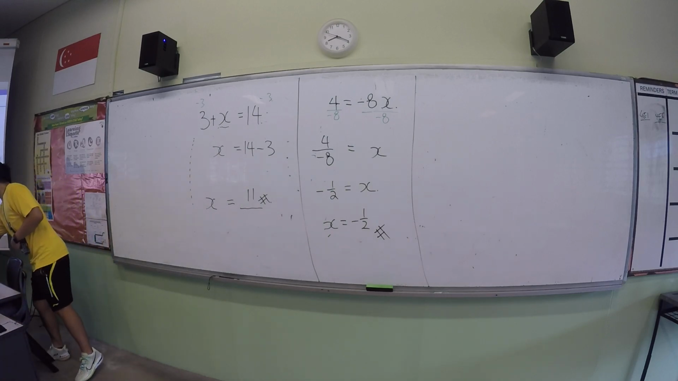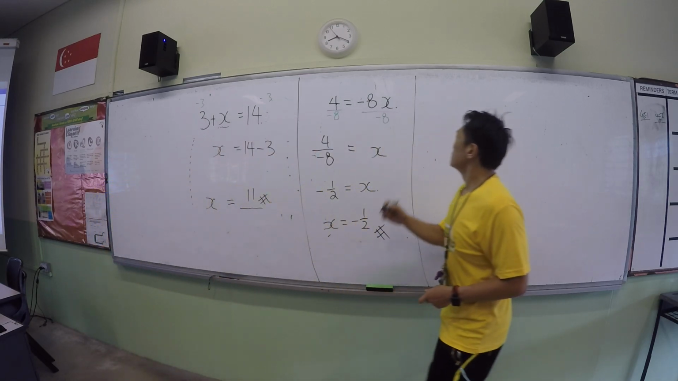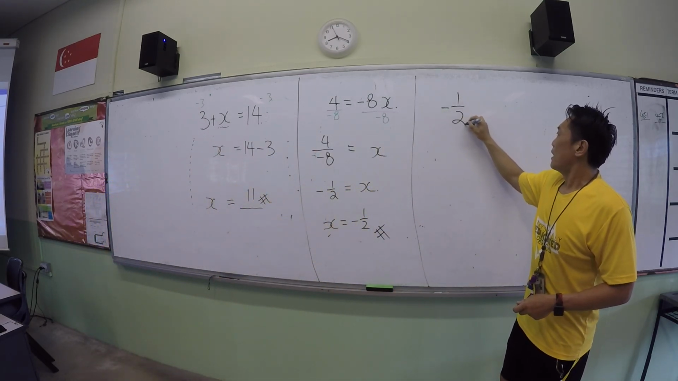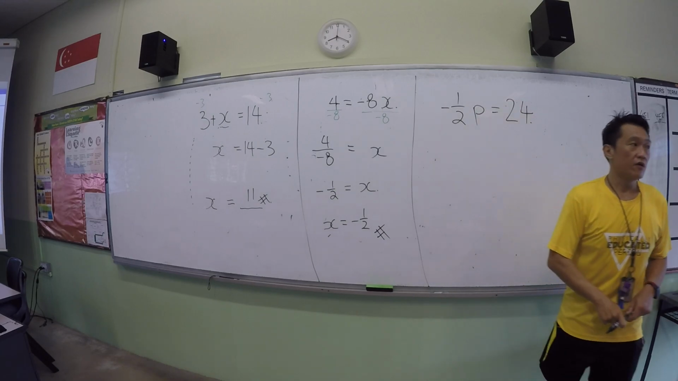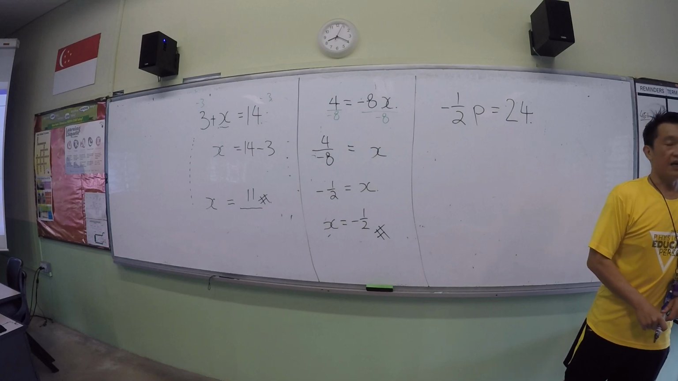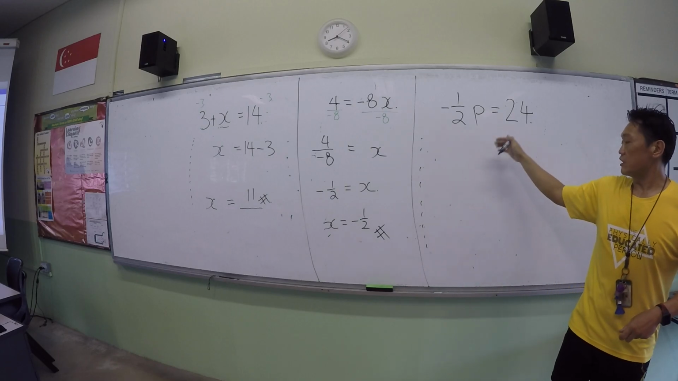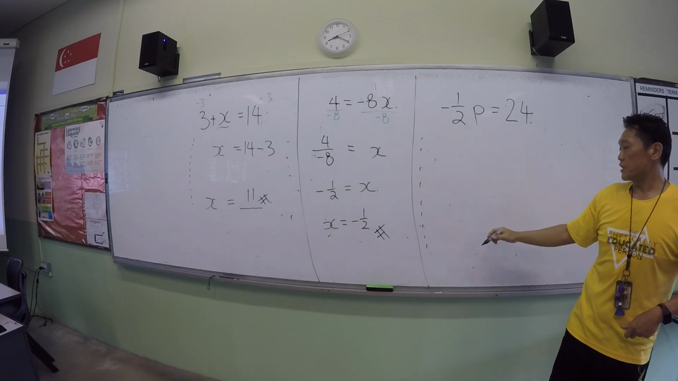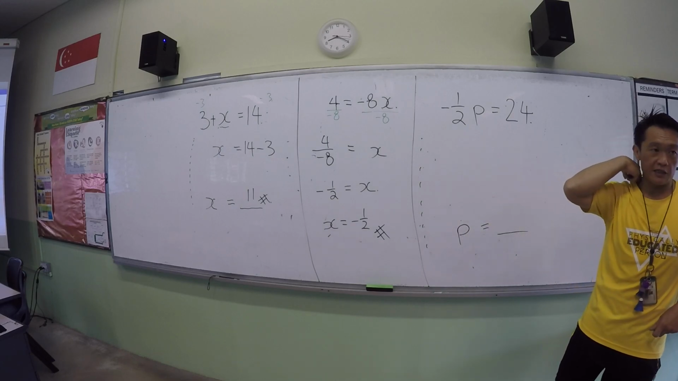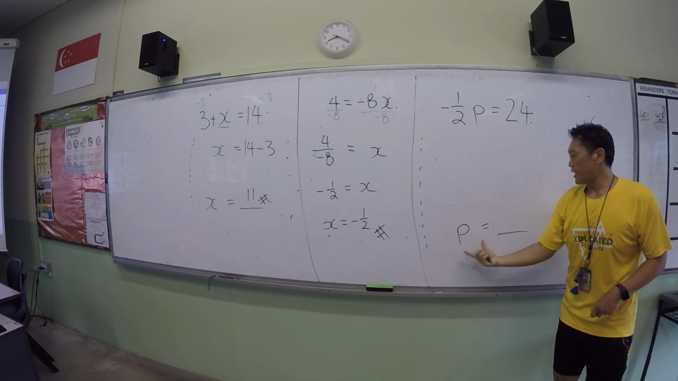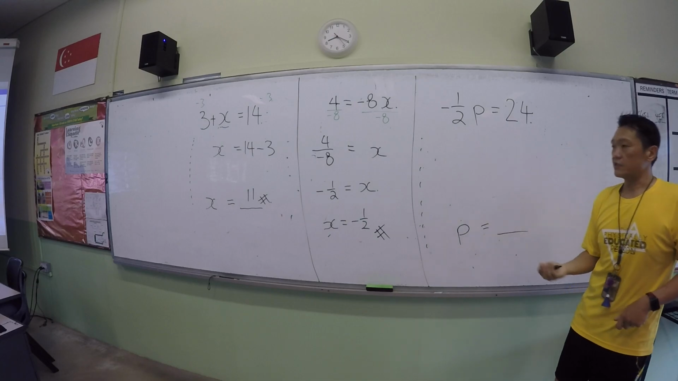Negative half p equals to 24. Again, we are going to write equivalent equations. From this equation, we can write more equations until p is on one side, all the numbers are on the other side. Then we will know what is p that will make left and right the same.